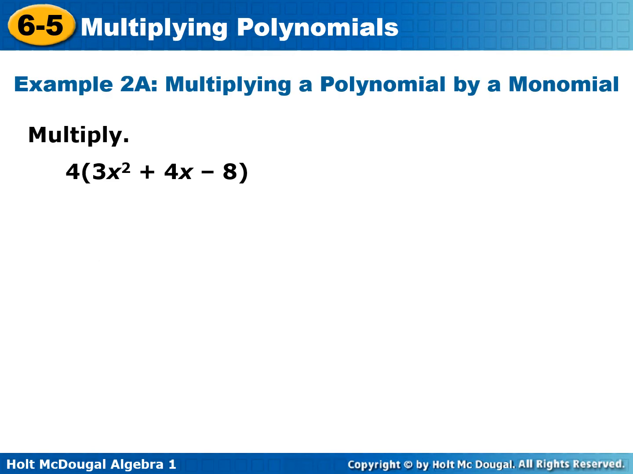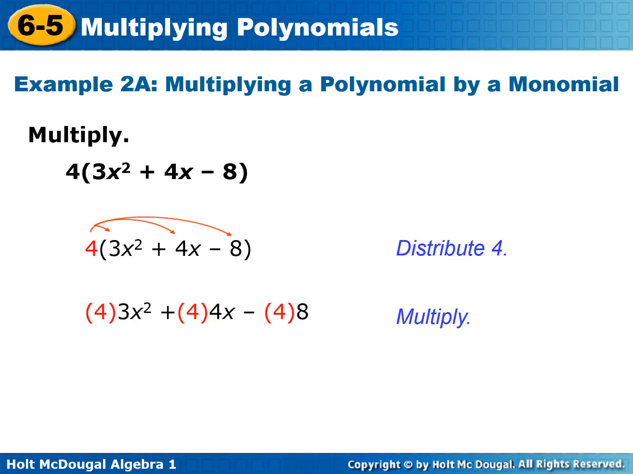Alright, so we have here our first example: 4 times the quantity of 3x squared plus 4x minus 8. Now, in this case, 4 is the monomial and the quantity of 3x squared plus 4x minus 8 is obviously the polynomial. So we have to remember that we have to apply the distributive property, which means that we have to distribute the monomial 4 to each of the terms inside the parenthesis. And that will become 4 times 3x squared plus 4 times 4x minus 4 times 8.